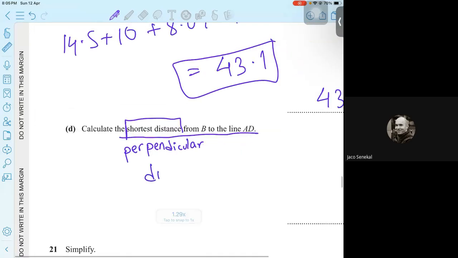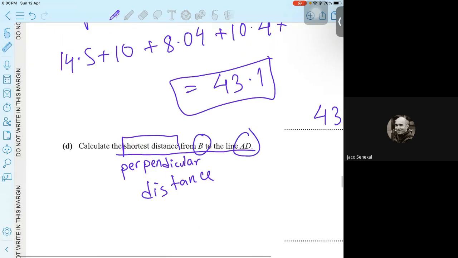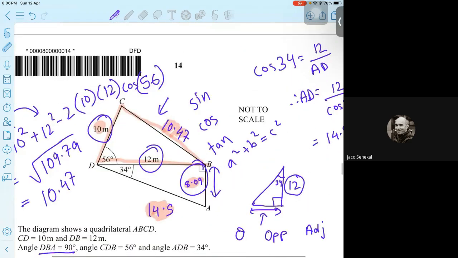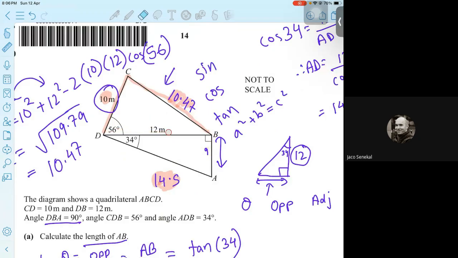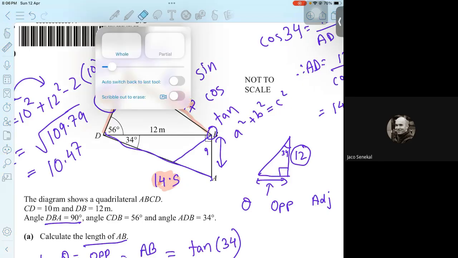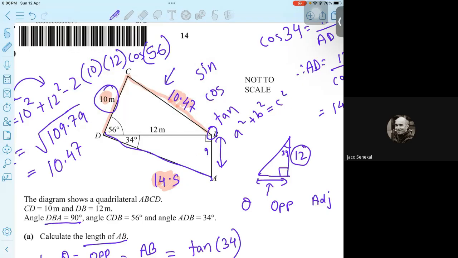Perpendicular distance. So from B to line AD, let's see where those are. Let's erase these. B is here, AD is this line. So the perpendicular distance should be somewhere along here. I don't think that is straight enough. So it should be somewhere like here, where this and this both form 90 degrees. Are you okay with this?